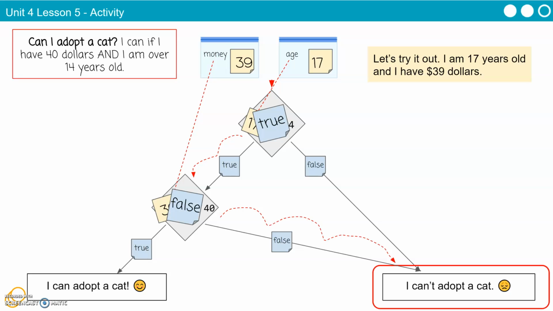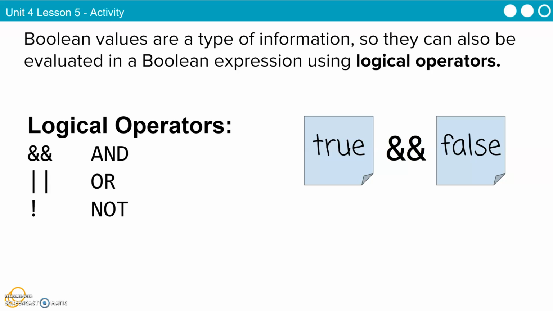And now I can't adopt a cat. So that's this idea of doing this kind of double conditional. And we're going to see how to make that a little simpler as we go through. So we're going to add in some logical operators that make that last example a little easier.